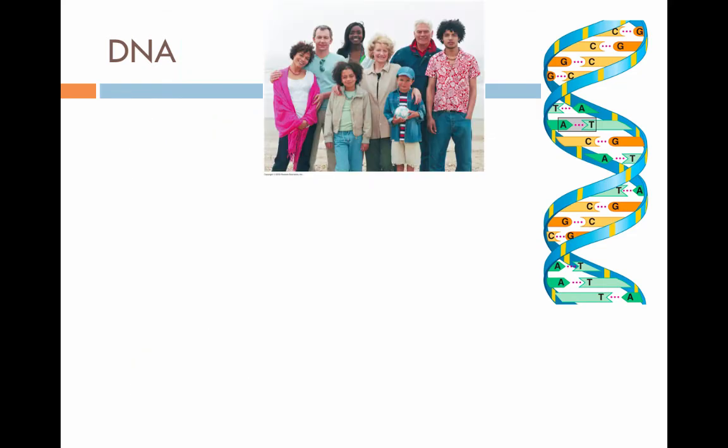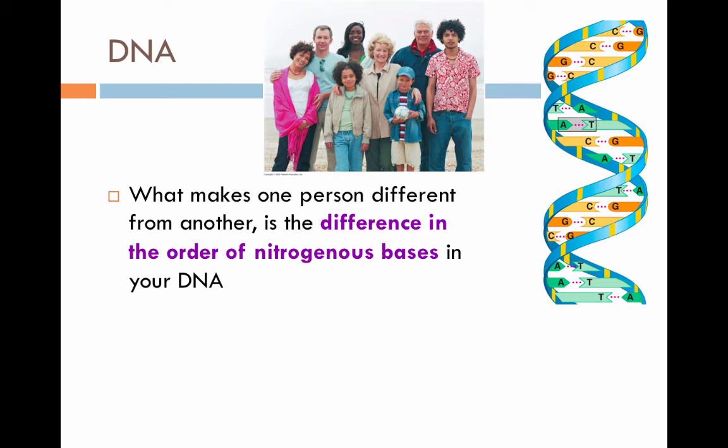Even though every single one of our cells are identical, we are all different from each other. What makes one person different from another? It is the difference in the order of their nitrogenous bases in their DNA. So my order of A's and T's and C's and G's are in a different order than yours.